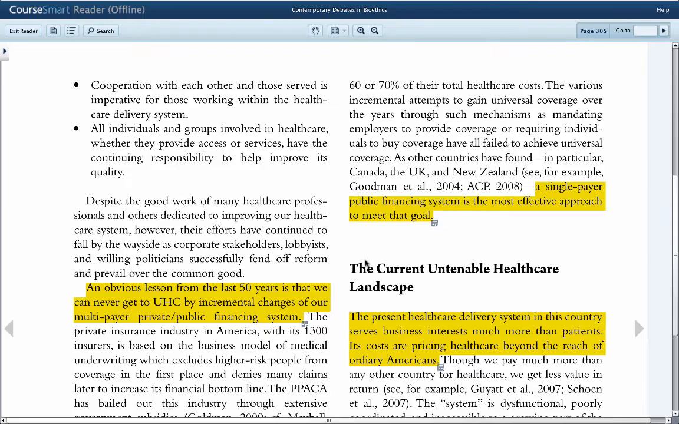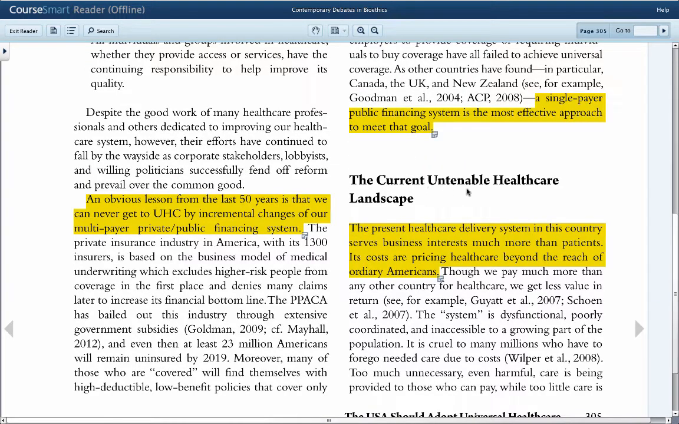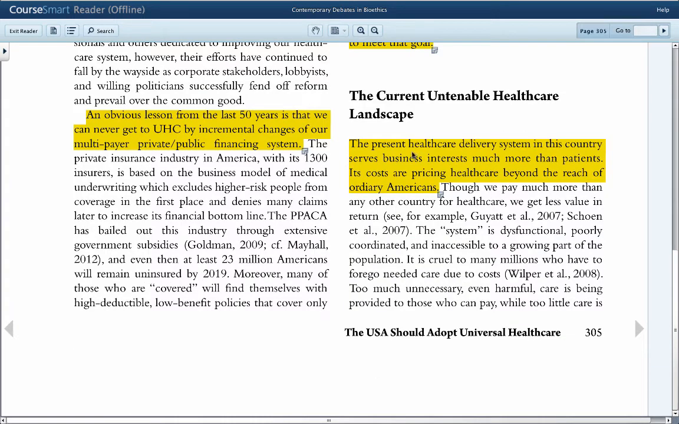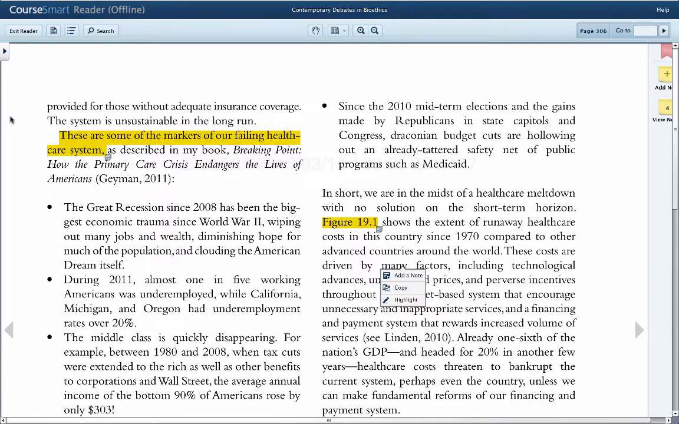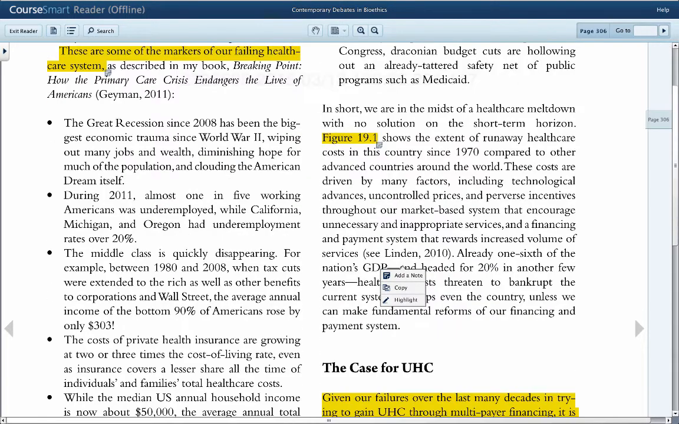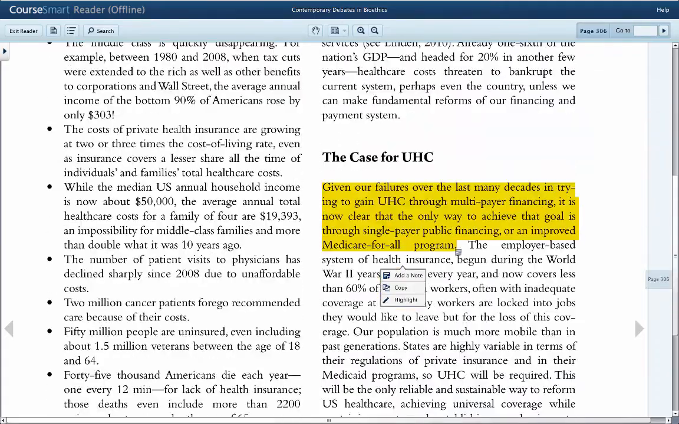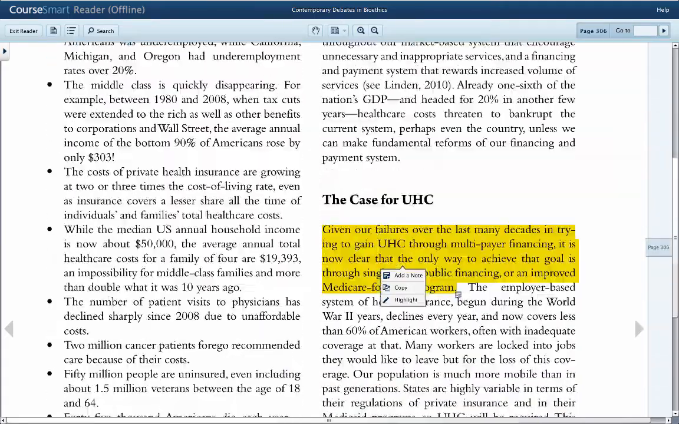Okay, the second main section of this chapter is on the current untenable healthcare landscape. Here's what he says. The present healthcare delivery system in the United States serves business interests much more than patients. Indeed, he says, the system is dysfunctional, poorly coordinated, and inaccessible to a growing part of the population, along with its other vices. Here are some of the markers of our failing healthcare system, as described in his book. I'm not going to go through all of them, but he runs through several different markers of the troubles that our current United States healthcare system has.